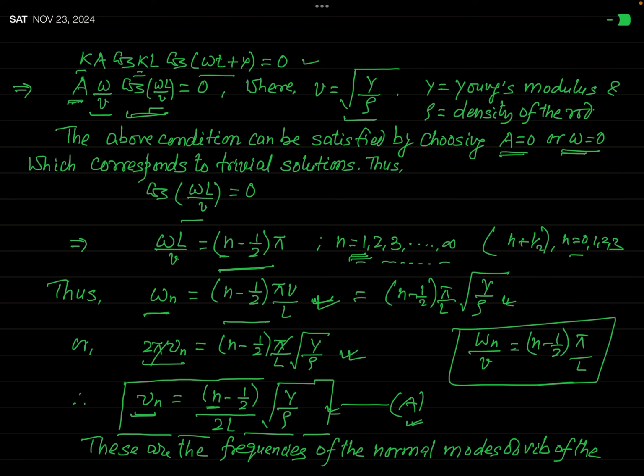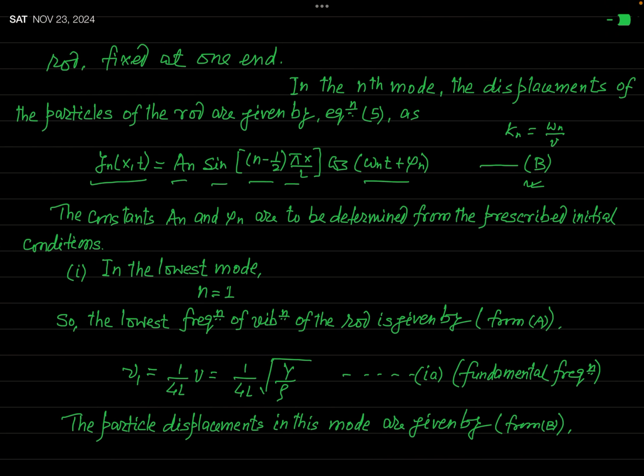And what will be that? This will be half over 2 times L times this much. This will be 1 over 4L times V. This is nu 1, and this nu 1 is 1 over 4L times V. But instead of V, we may write this. So this is the lowest frequency of this longitudinal vibration of the rod, which is clamped at one end and free at another end. Actually, this lowest frequency of vibration of the rod is called its fundamental frequency. This is called fundamental frequency or first harmonic.